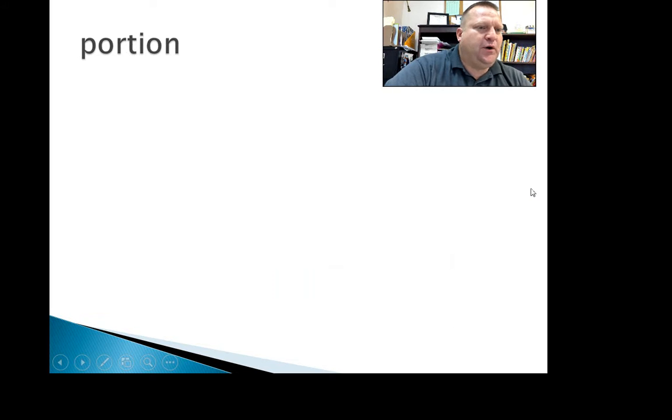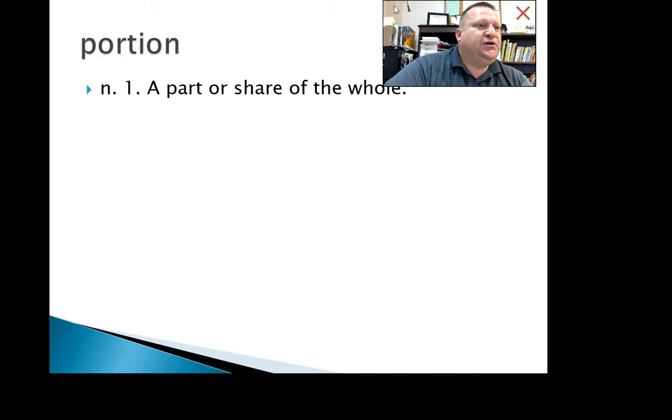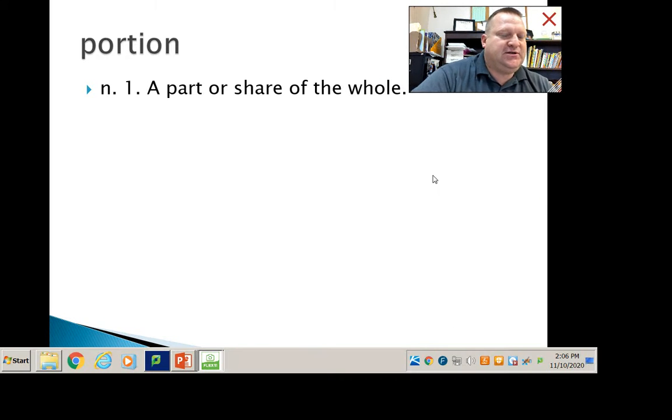The next word is portion. A portion is a part of the whole. So we were just talking about fractions last week a little bit. Part out of a whole is a portion. Kind of the opposite of one of our other vocab words, entire. Portion just means a piece of the whole. Entire means the whole thing.